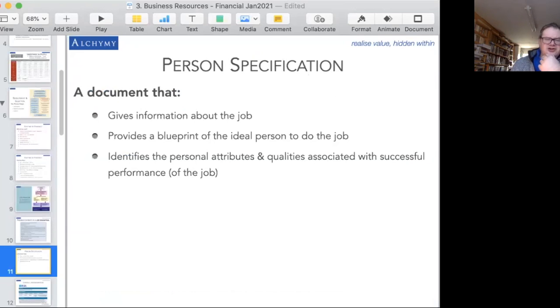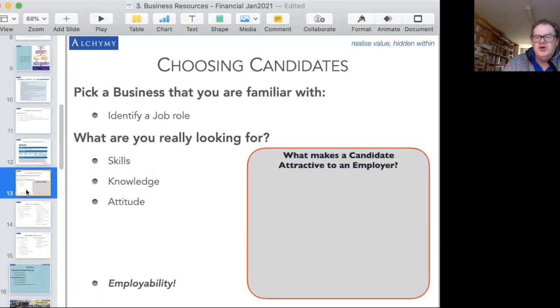But what we're really trying to do is to produce a document, a job description, right, and a personal specification. A document that gives information about the job, a blueprint of the ideal person to do the job, and the personal attributes and qualities associated. So the type of person we're looking for, okay? What attitudes, etc. That's what we're looking for. And then we would go into some sort of interview process where we're looking to filter candidates who apply to that job, right? And to make decisions about who we would interview, etc.